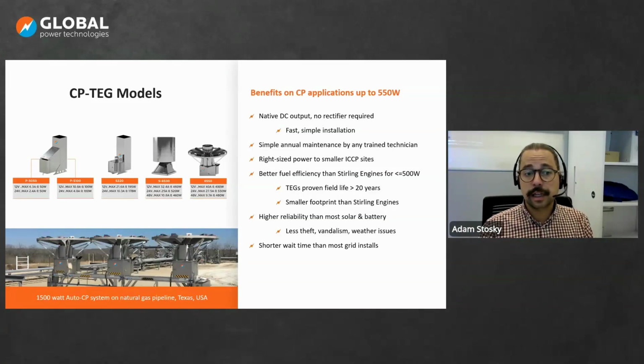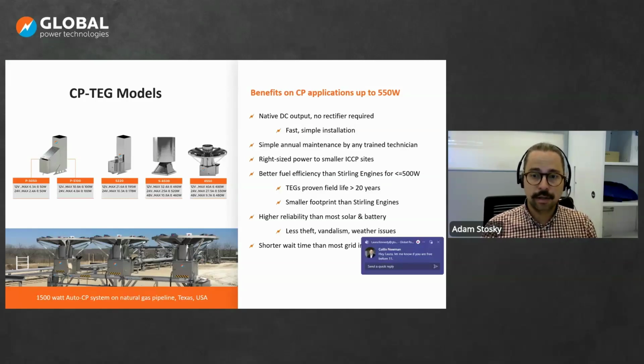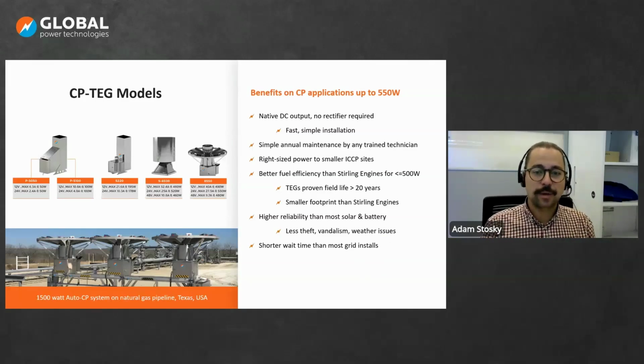In comparison to a solar system with cathodic protection, we typically see there's less theft and vandalism, and we don't have the same issues that you see with batteries being stolen. We also have a shorter wait time than trying to bring in grid. So when you bring in grid to sites, lots of times it's quite expensive, and then it can take months to years to get the permitting in place.